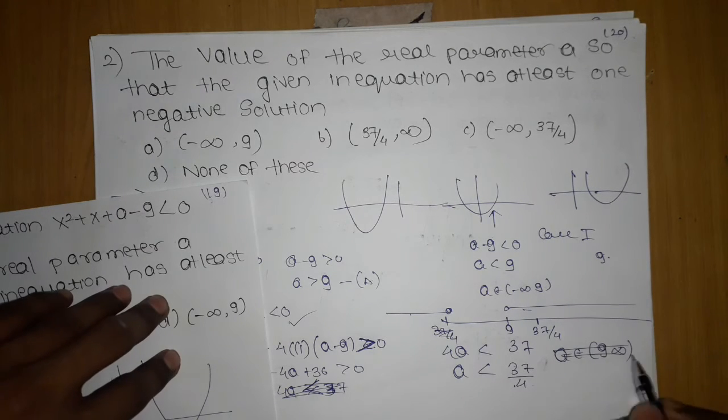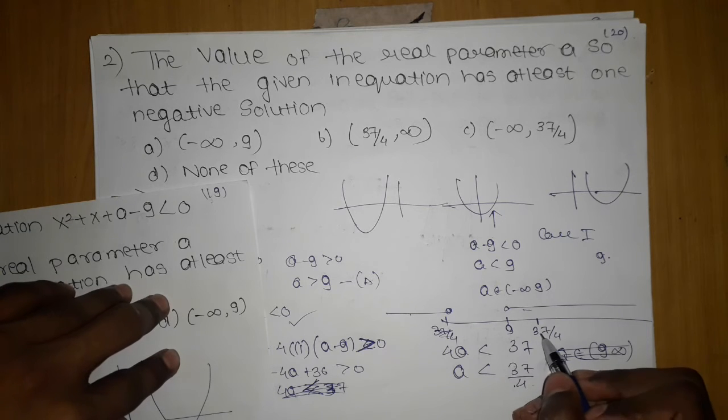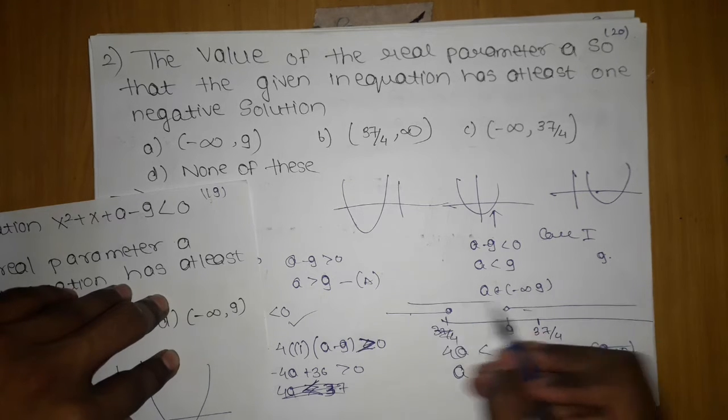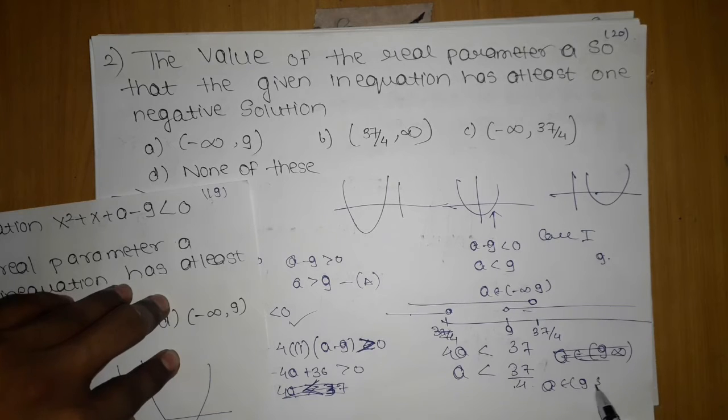Just see what mistake you are making. In the wavy curve, don't put the wrong values. It is 37 by 4, it is greater than 9, so it will be put here. It is telling it is greater than 0, and it is telling it is less than 0. What is the intersection part? It is a belongs to minus 9 to 37 by 4.